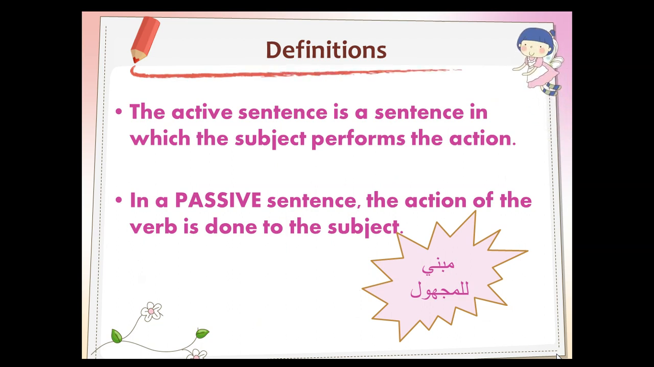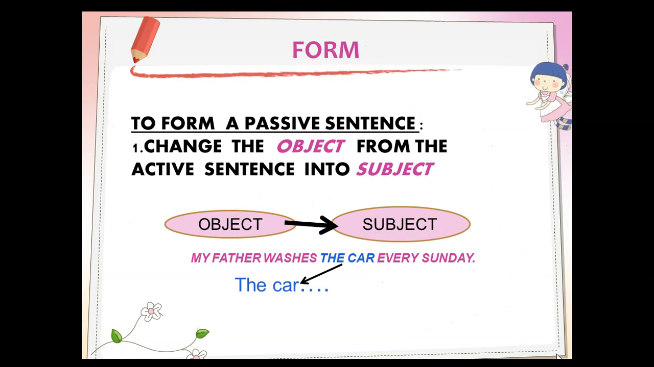Definitions. The active sentence is a sentence in which the subject performs the action. But in a passive sentence, the action of the verb is done to the subject. To form a passive sentence, you have to change the object from the active sentence into subject. My father washes the car every Sunday. The car is the object of the active sentence. We start the passive sentence with the object to change it into subject.